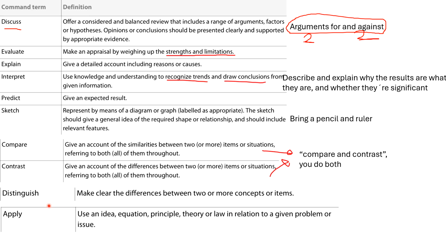Distinguish, just also contrast the differences, and apply using the theory, principle, equation, etc.